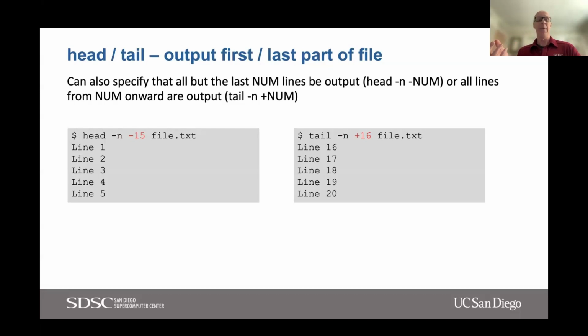So in this case, I use head -n, in this case, a negative number. And also with tail, I could use a positive number. So for example, if I did head -n -15 file.txt, I will see everything except the last 15 lines. And if I did tail -n +16, I would see everything except the first 16 lines.